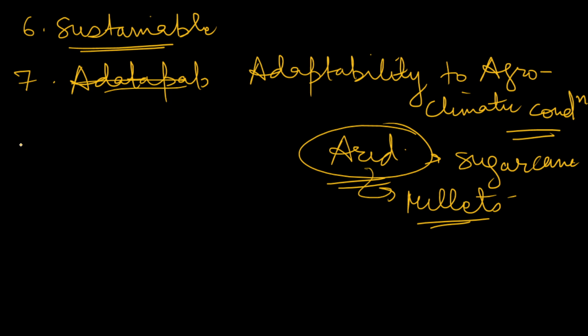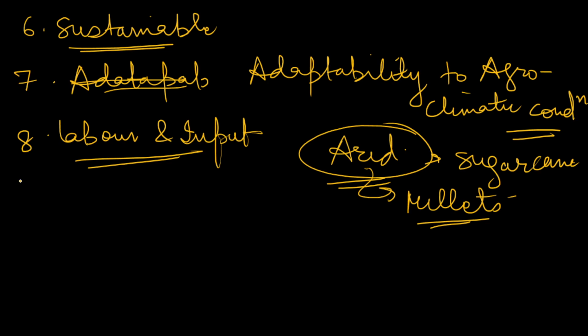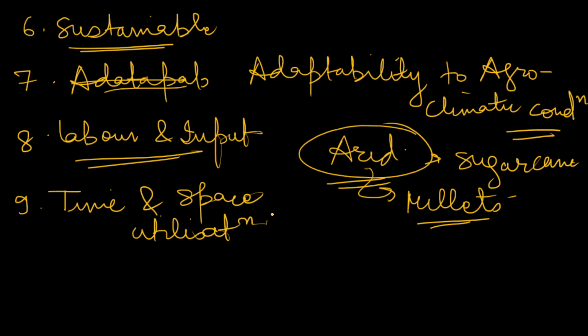Next, you can also mention here about labor and input management. We have to properly manage labor and inputs, so that we can use our inputs and labor efficiently. Second, proper time and space utilization should be there. We should also focus on food, fodder, and nutritional security.